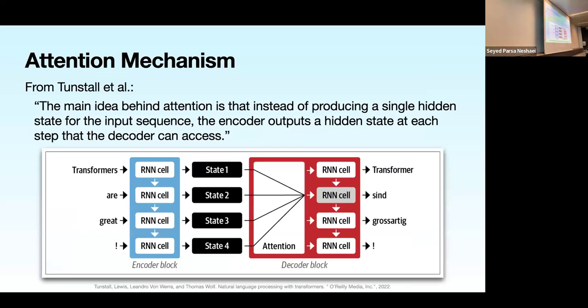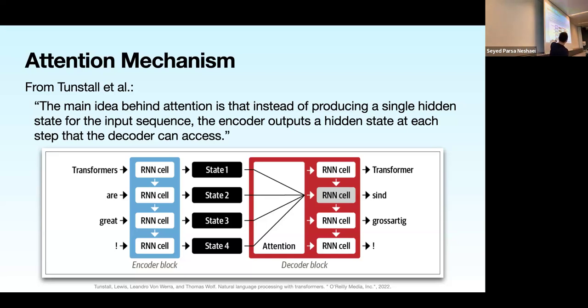So here I provided a quote from one of the authors behind the very famous Transformers book. They say that the main idea behind attention is that instead of producing a single state for the input sequence, as we had previously, where the whole RNN was compressed into a single state, the encoder outputs a hidden state at each step, and the decoder can access it using a weighted sum.